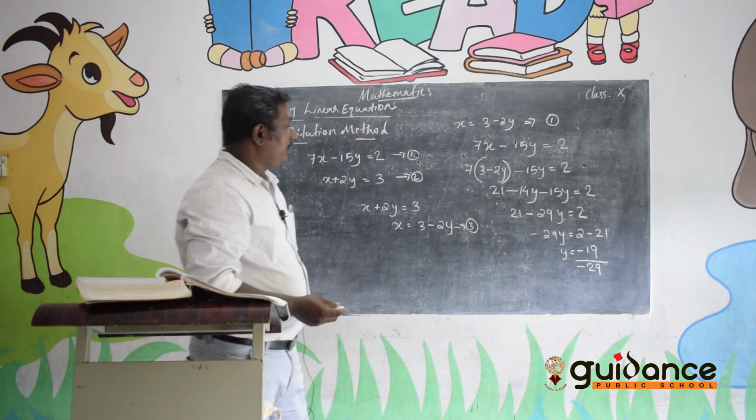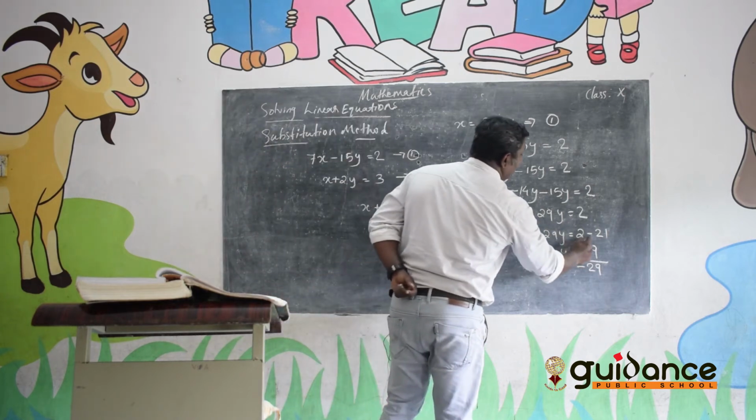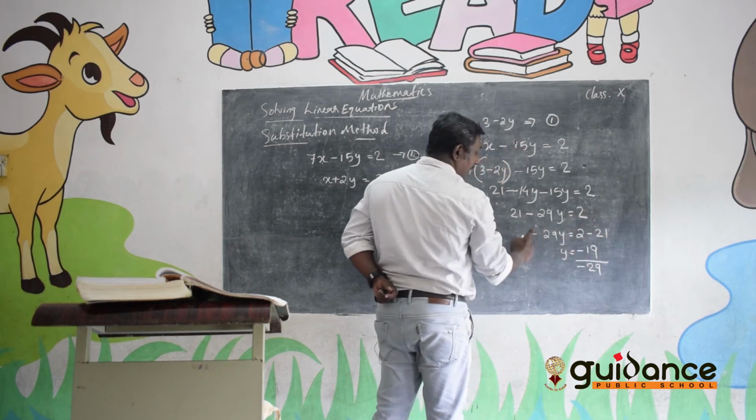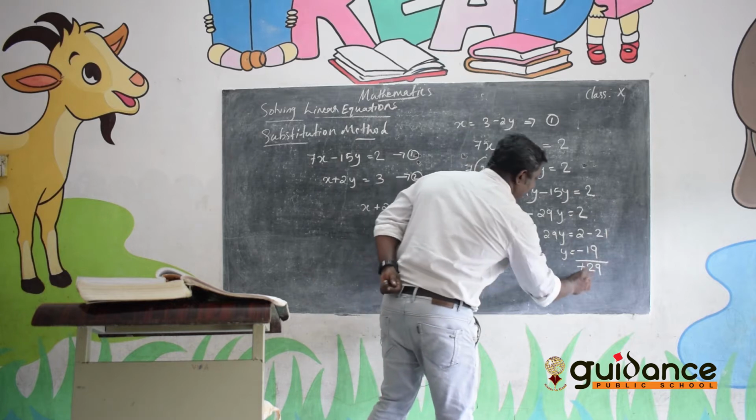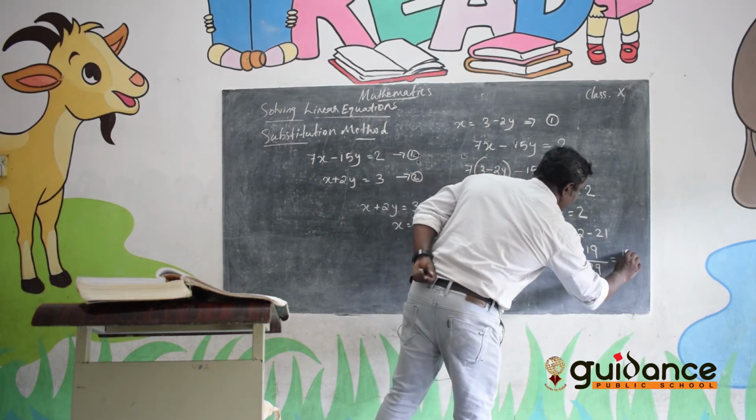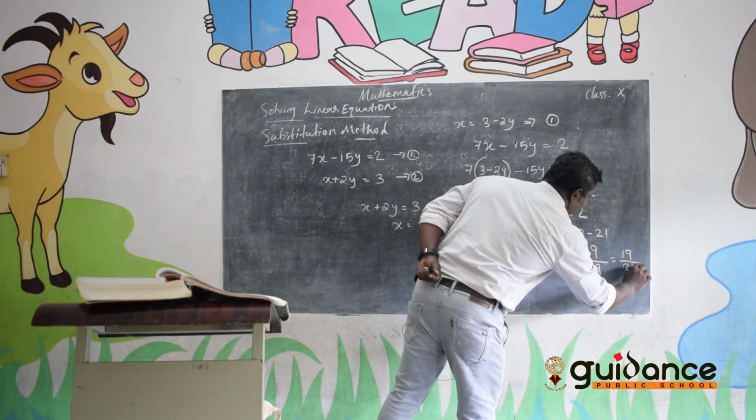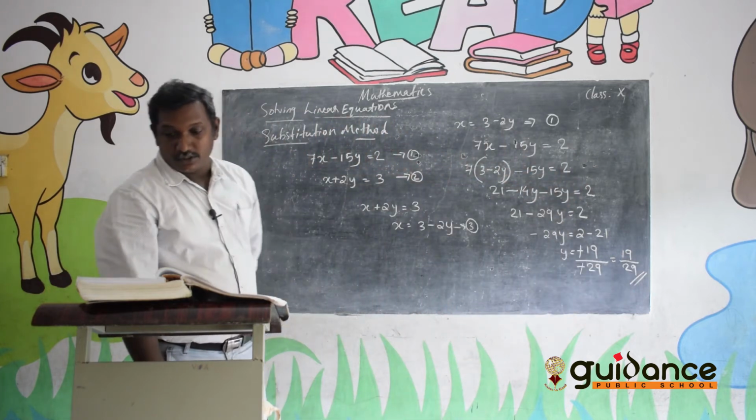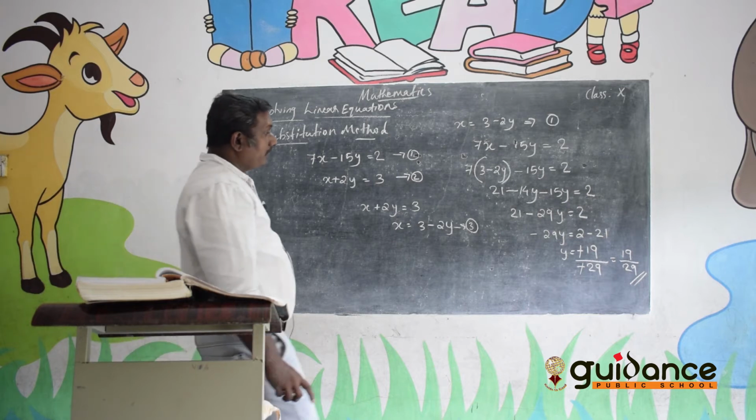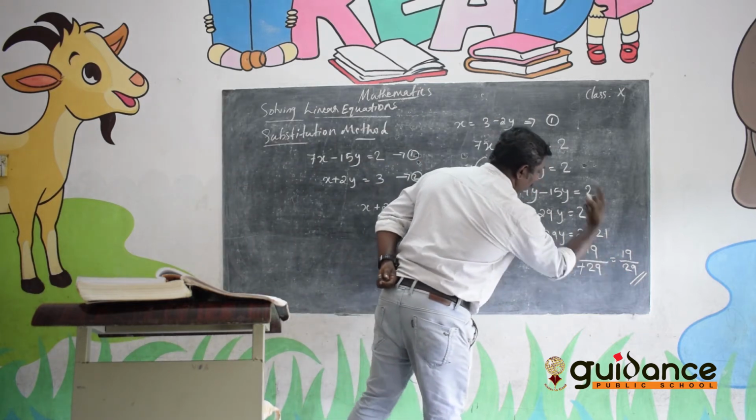Then y equals minus 19 by minus 29, because 2 minus 21 is minus 19. Minus and minus cancel. The answer is 19 by 29. What is the value of y? 19 by 29.